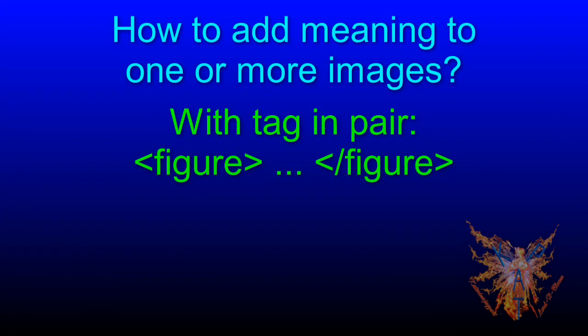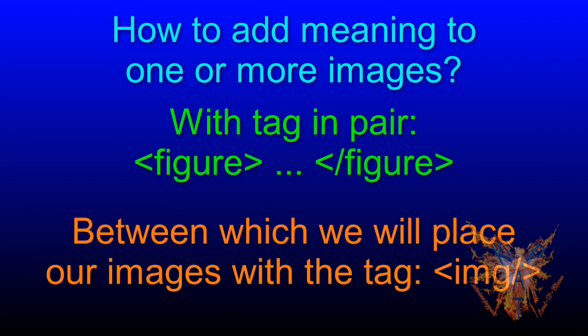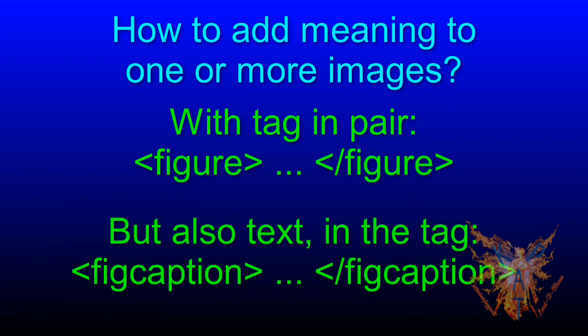This tag is the pair tag, figure, between which we can place one or our images, exactly as we have just seen, but also text, which we will place not in a paragraph tag, but in a pair tag, figcaption, and this exactly as in all text tags.